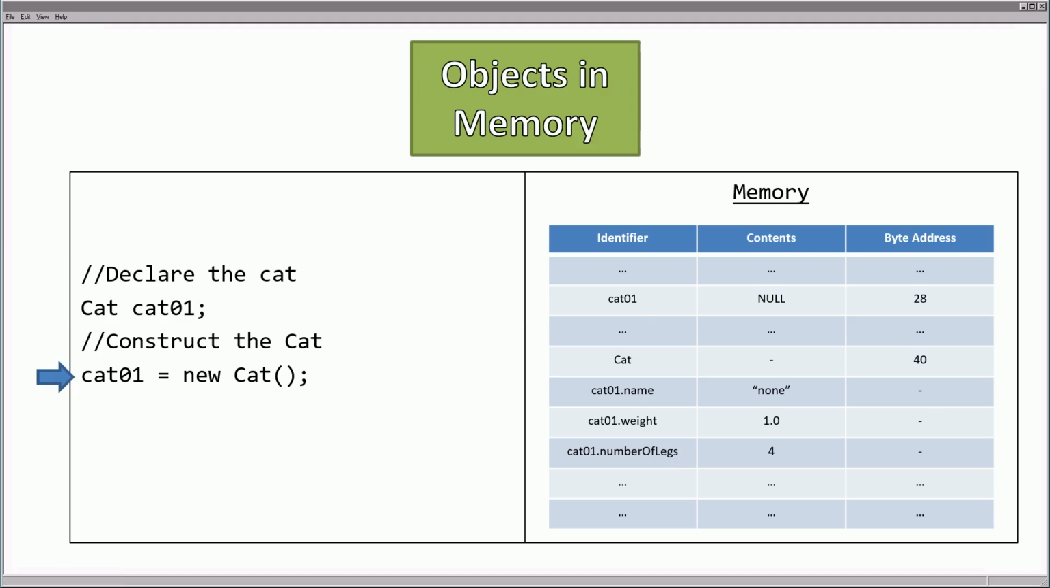Now what's going to happen after we call the constructor is cat01 is going to be assigned the memory address, in other words 40. And the way that you can think about this is cat01 refers to that memory address, or it points to this memory address right here. Always keep in mind, when we talk about class types, the identifier only holds a memory address, and its contents, like the name, weight, and number of legs, are somewhere else in memory.